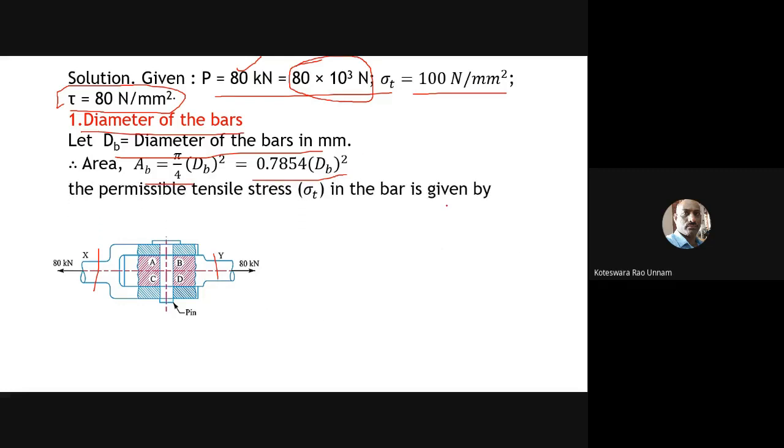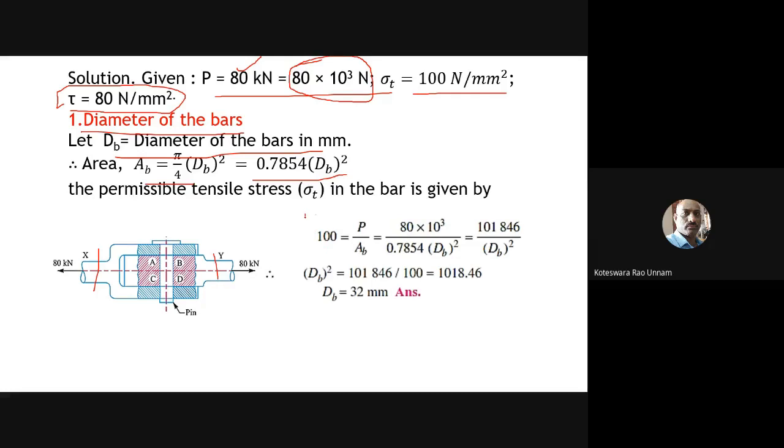Then the permissible tensile stress equation, this is the design equation. Your permissible tensile stress should be equal to P by AB. P is 80 into 10 cube, and AB we got as this. So now I equated 100 to 101.846 divided by dB square. If I solve this equation, I'll get dB as 32 mm. So the diameter of the rod is now 32 mm.